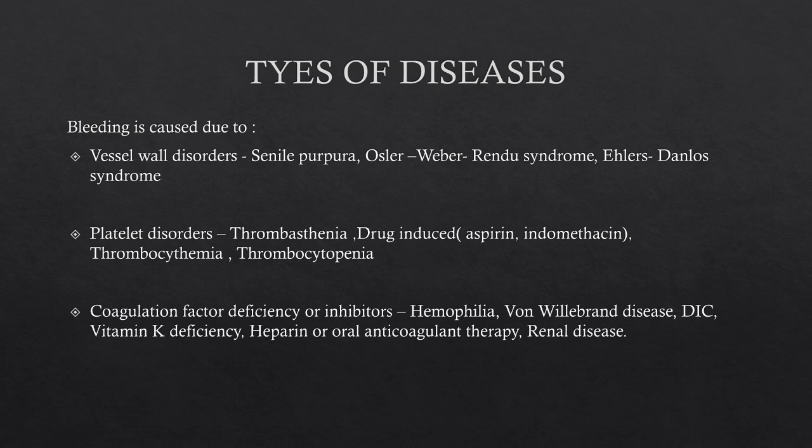Coagulation factors will be deficient or there will be inhibitors, and the diseases under this category are hemophilia, von Willebrand disease, and disseminated intravascular coagulation, wherein both clotting as well as bleeding happen at the same time. Also, vitamin K deficiency, because certain factors depend on vitamin K to be produced in the liver, heparin or oral anticoagulant therapy, and renal disease.